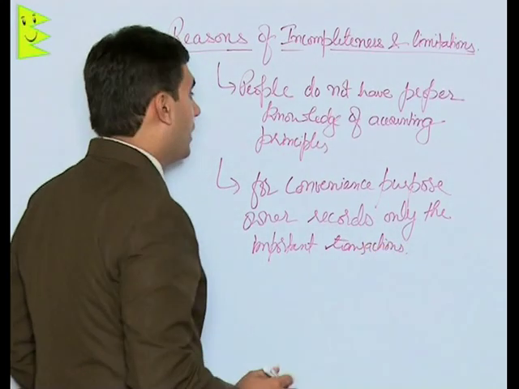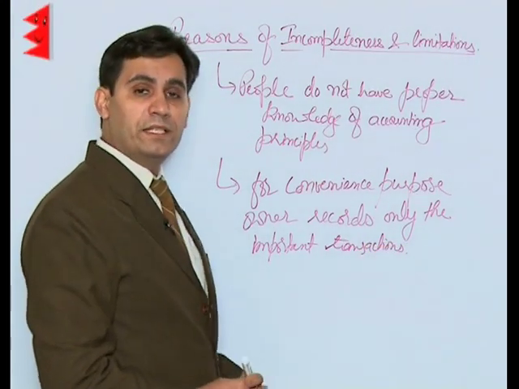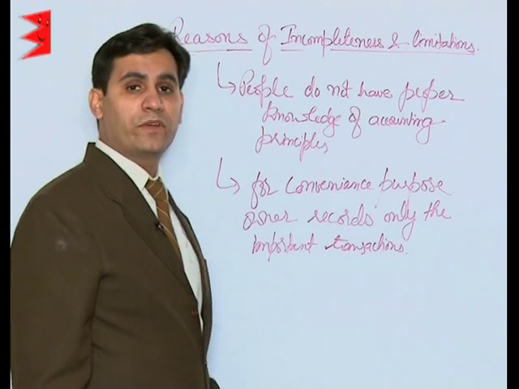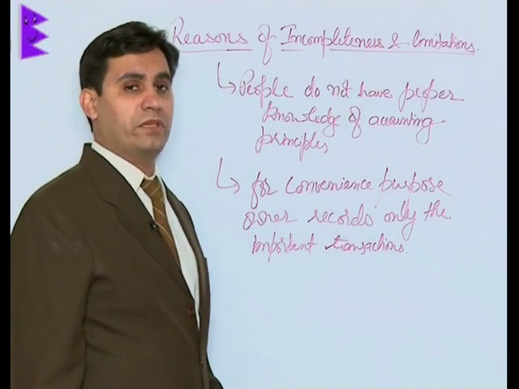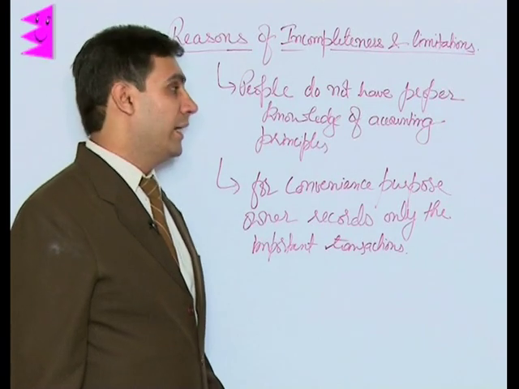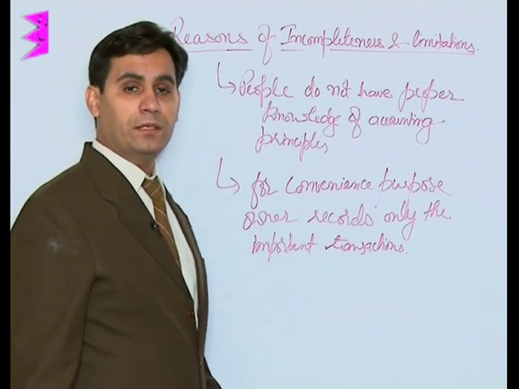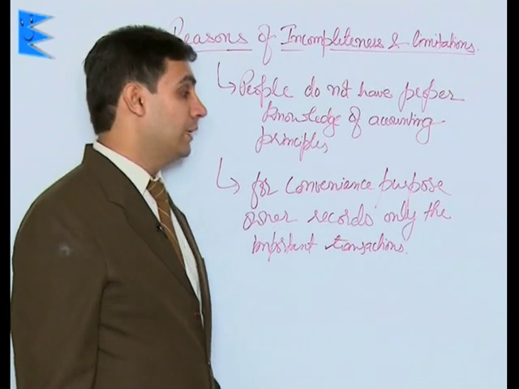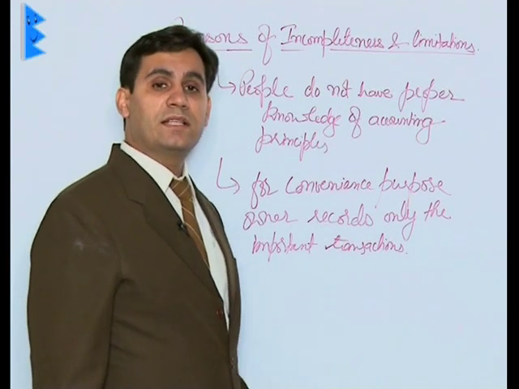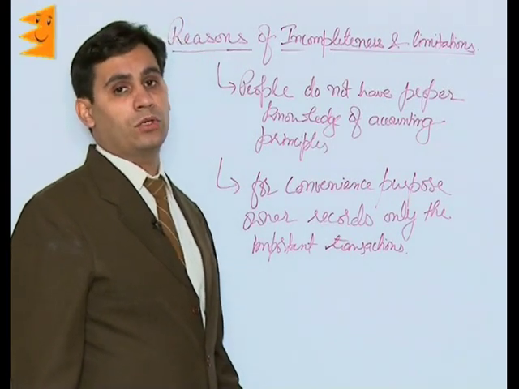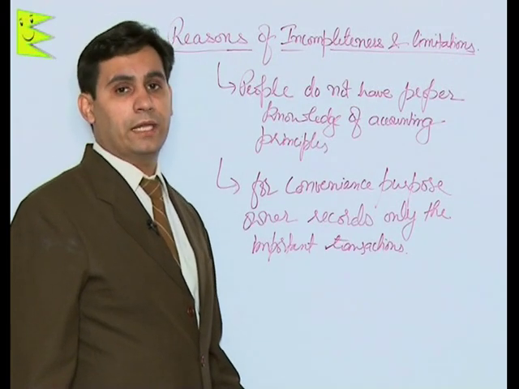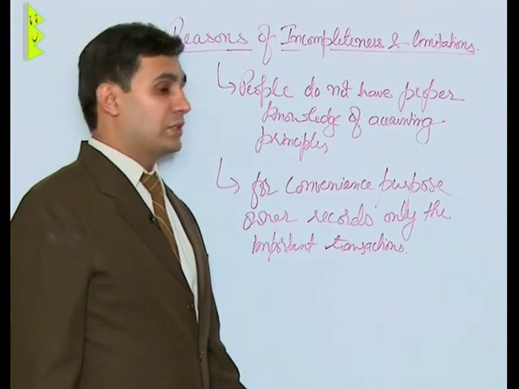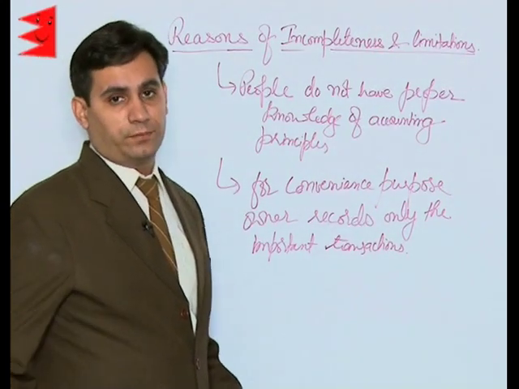Now students, the first one is that people who are maintaining the books of accounts do not have proper knowledge of accounting principles. They do not know about double entry system or have imperfect knowledge about that system. Hence, they actually end up making accounts which are not complete. And the second case is that for purpose of convenience, the owner himself wants that only the record of important transactions be kept. Now students, what are the limitations of this system?